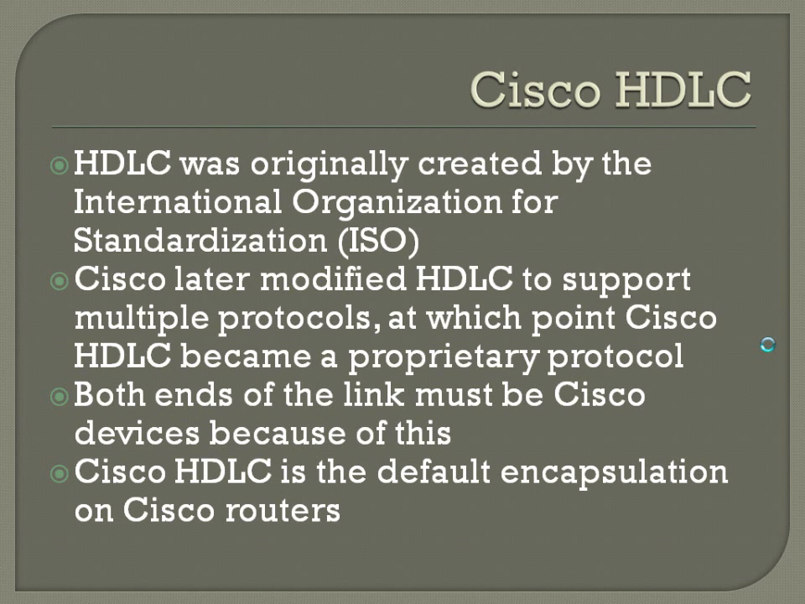So I just actually mentioned this. Cisco HDLC. HDLC was originally created by the International Organization for Standardization, the ISO. Cisco later modified HDLC to support multiple protocols because it didn't initially. At which point, as soon as Cisco added that additional functionality, which wasn't part of the open standard, it became a proprietary protocol. Both ends of the link, again, must be Cisco devices to use Cisco HDLC, and Cisco HDLC is the default encapsulation on Cisco routers, so right out of the box, that's what they're going to try to do. If you need to set them up for PPP, you're going to have to configure that, but if you're trying to do HDLC, that should be the standard as they come.